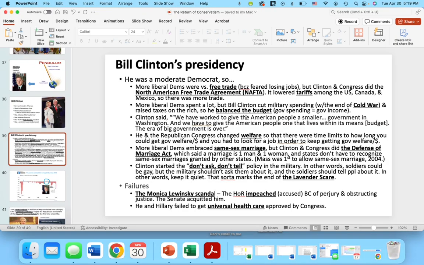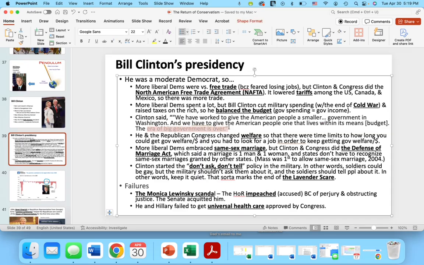Clinton said, "We've worked to give the American people a smaller government." He said, "The era of big government is over." So that gives you a sense of how conservative the country had become for a Democrat to say that. Another example, he and the Republican Congress changed welfare. So there were time limits to how long you could get government money, how long you could get a welfare check, and you had to look for a job in order to keep getting government money.